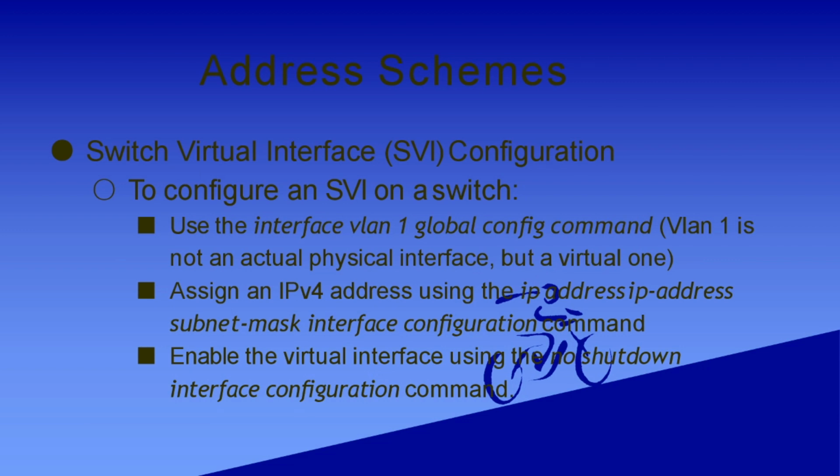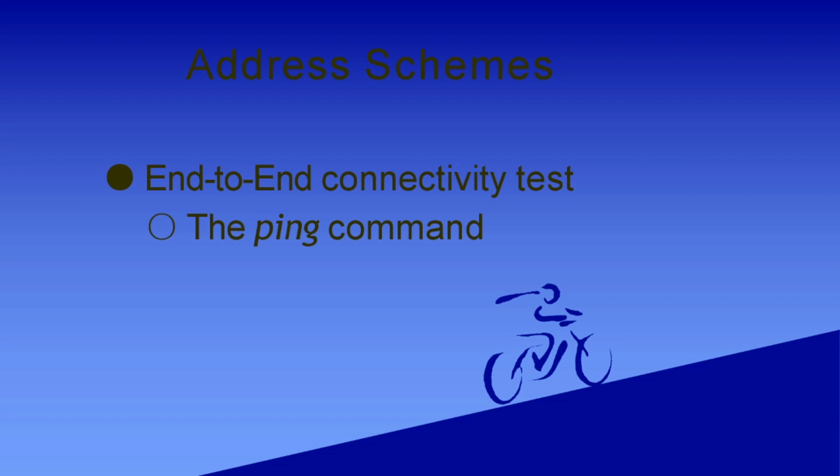To configure an SVI on a switch, use the interface vlan 1 global config command. VLAN 1 is not an actual physical interface but a virtual one. Assign an IPv4 address using the ip address and subnet mask interface configuration command. Last, enable the virtual interface using the no shutdown interface configuration command. End-to-end connectivity test, the ping command.